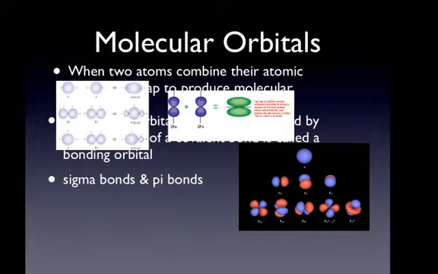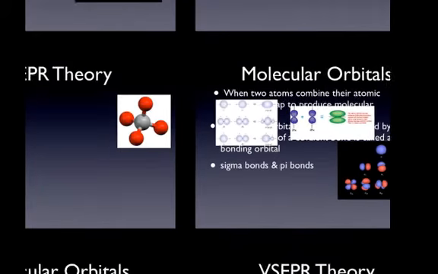Pi bonds, on the other hand, are not around the axis. Notice how we have 2 P sublevels that are overlapping each other, and we're getting some bonding. That's the green here. And notice that there's one above and one below the axis line where the nuclei would be. Those are called pi bonds. So that's the difference: sigma bonds are around the axis, pi bonds are not.